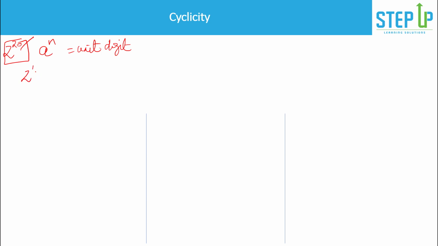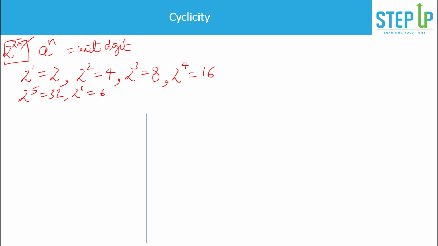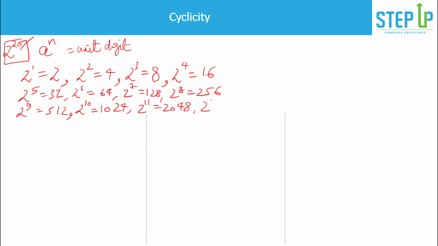So what is 2 to the power 1? 2 to the power 1 is nothing but 2, correct? 2 to the power 2 is 4. 2 to the power 3 is 8. 2 to the power 4 is 16. 2 to the power 5 is 32. 2 to the power 6 is 64. Now this is very easy, you can do this fast. 2 to the power 7 is 128. 2 to the power 8 is 256. 2 to the power 9 would be 512, 2 to the power 10 would of course be 1024. 2 to the power 11 would be 2048, and 2 to the power 12 would be 4096, and so on.